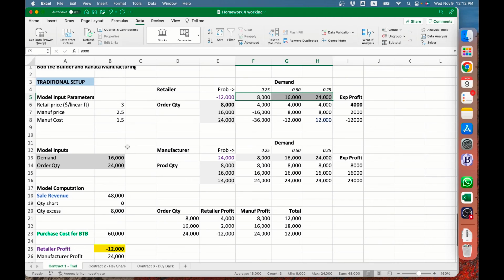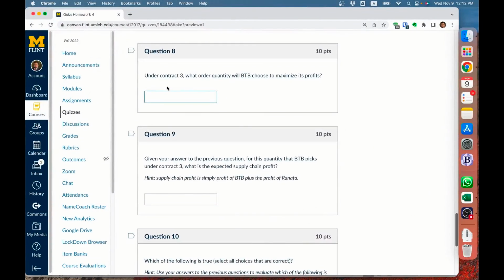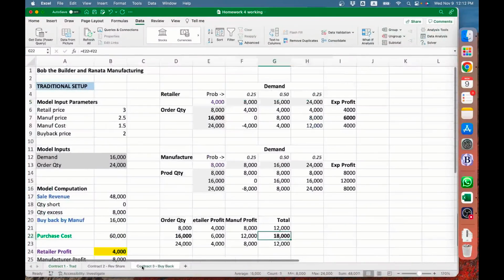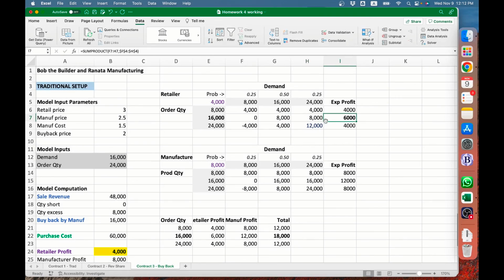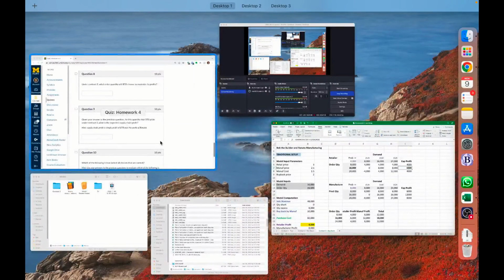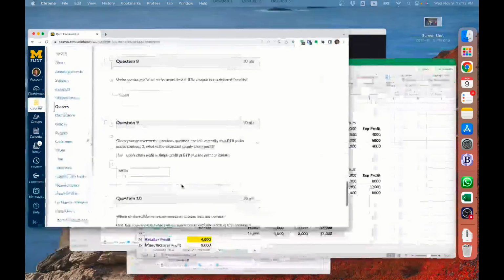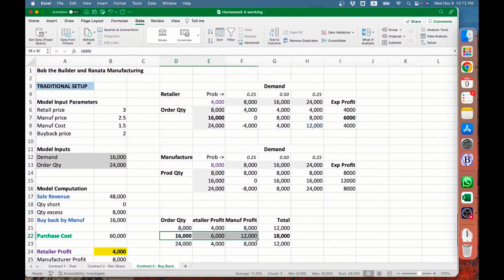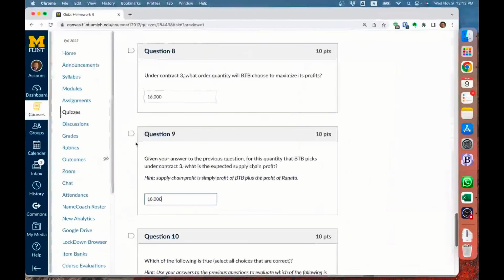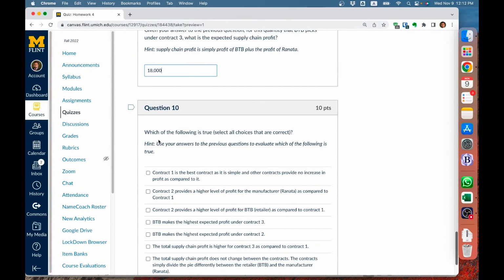Okay. So let's look at the last few questions. Contract 3, what order quantity will B2B choose to maximize its profit? They are going to choose 16,000 because that maximizes their profit at 6,000. So they will choose 16,000. What is the supply chain profit? That's 18,000. When they choose 16,000, they get 18,000 total supply chain profit. Which of the following is true?